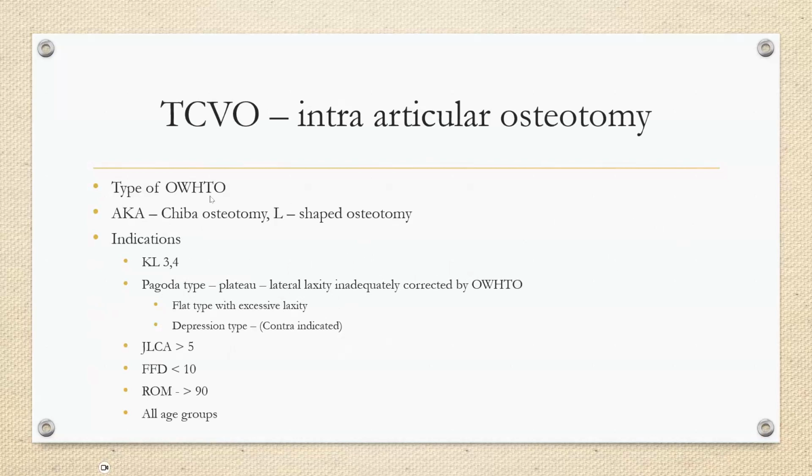So moving on to the next osteotomy, which is the TCVO, which is nothing but a type of open wedge osteotomy, but restricted just to the medial tibial plateau. It is also known as the Chiba osteotomy or the L-shape osteotomy. Unlike the other osteotomies, it is primarily indicated for a minimum Kellgren-Lawrence grade of 3 and above. And with respect to the contour of the tibial plateau, it is particularly indicated for the pagoda type.